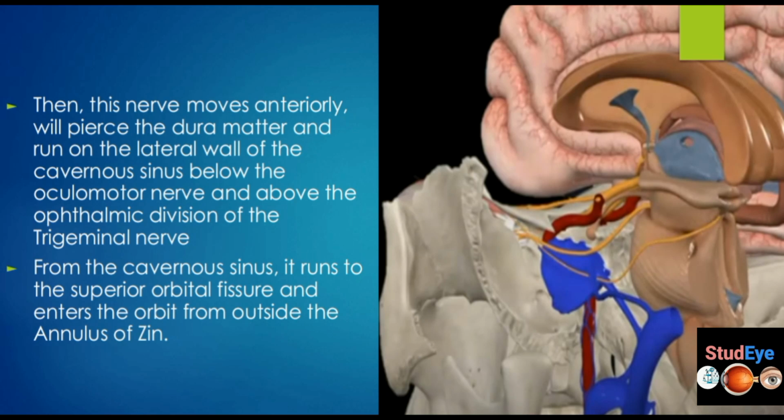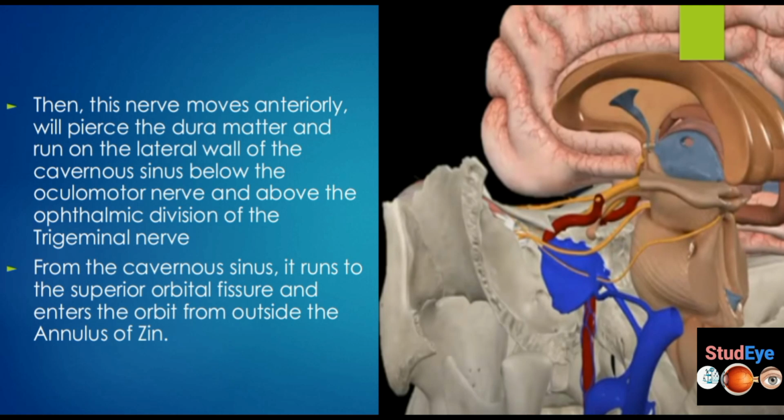So from that cavernous sinus it runs to the superior orbital fissure and enters the orbit. I have told you the superior orbital fissure is the path, an opening that leads to the entrance of the orbit, right? So it will enter the orbit, and from outside the annulus of Zinn it will move towards the superior oblique, on the medial side, right?